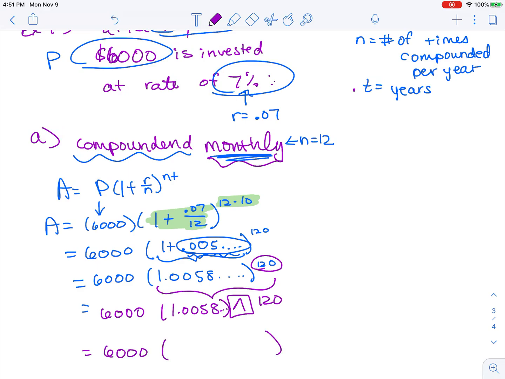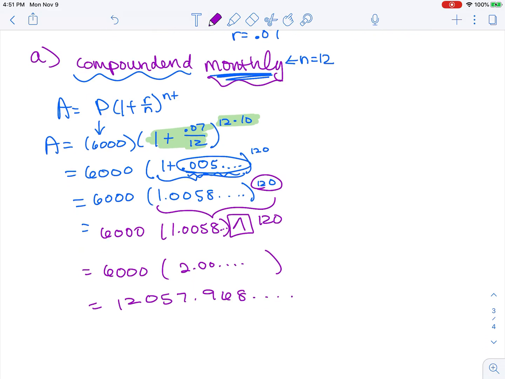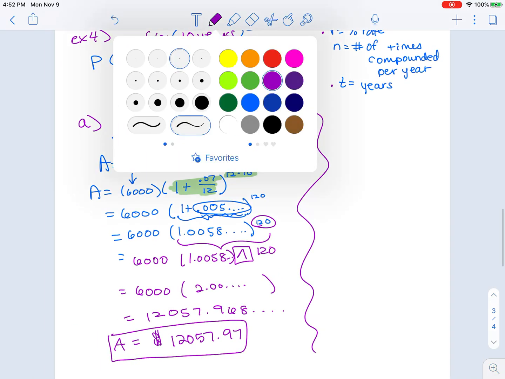Then we're going to say, okay, 6,000 times that amount, which is kind of a big amount. Whatever this says, it's approximately 2.00 and so on. Multiply it now, times 6,000, and you'll get 12,057,968 and so on. And remember, we're trying to figure this out to the nearest cent, because we're talking about money. So we're going to round it to the nearest cent. This is how much we have if we compounded it monthly.